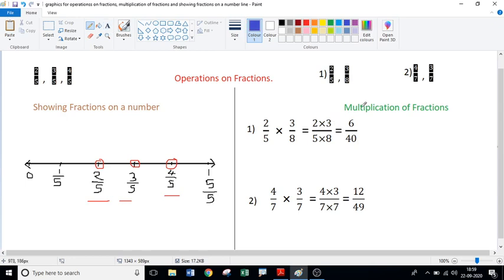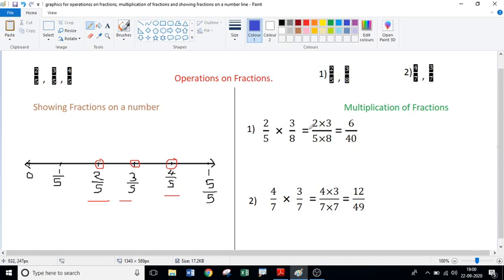Now we will turn to multiplication of fractions. I have written 2 examples here. First one is 2 upon 5 multiplied with 3 upon 8, and second one is 4 upon 7 multiplied with 3 upon 7. First example is with different denominators and second example is with same denominators.